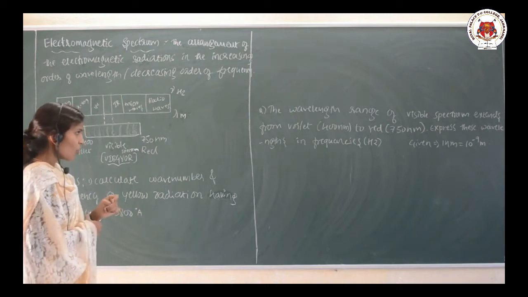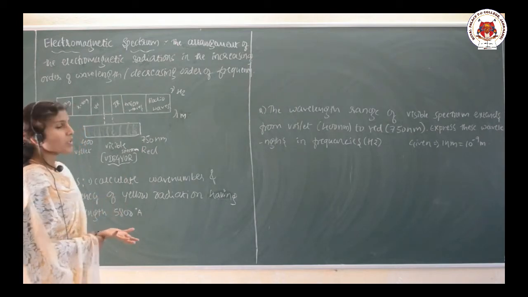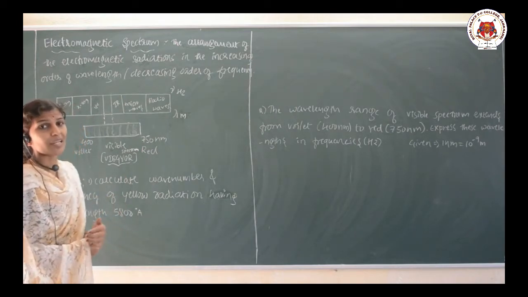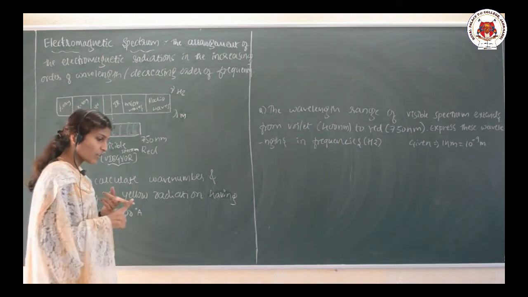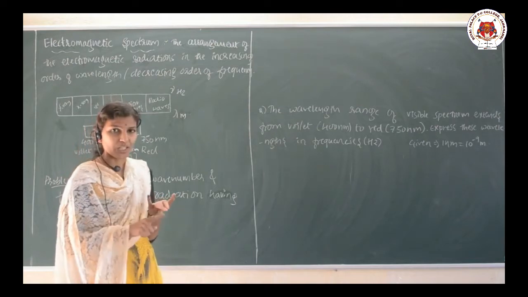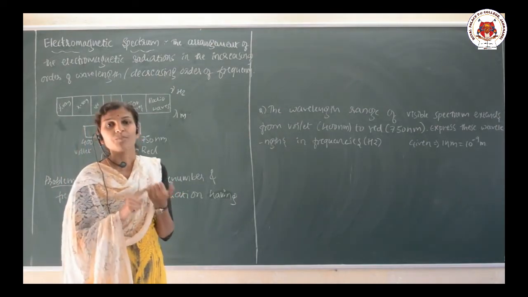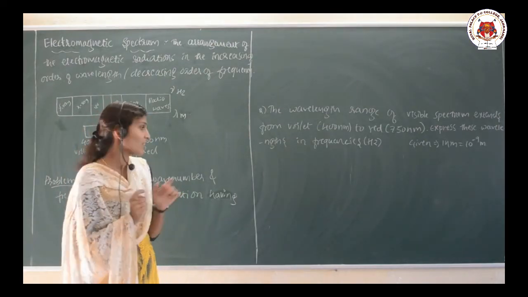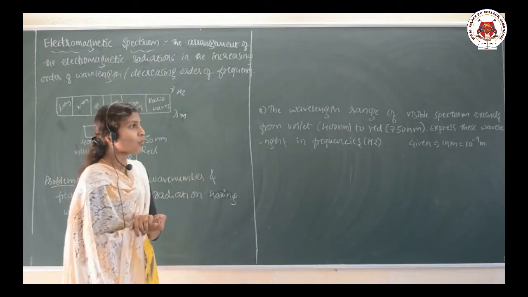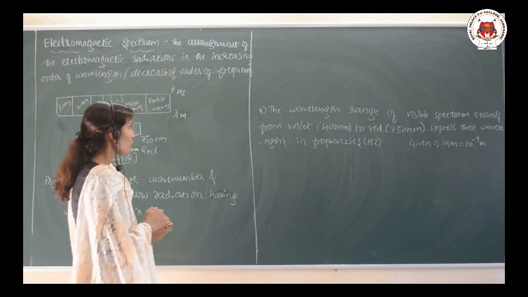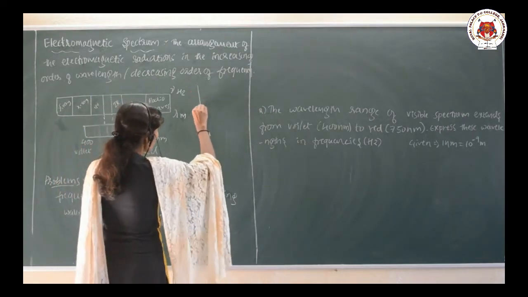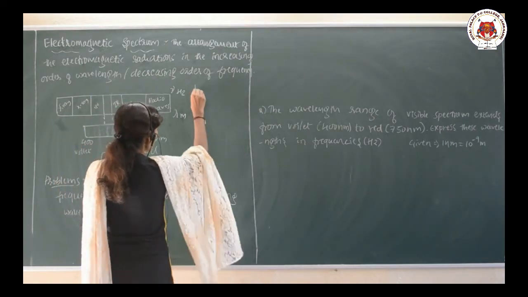Already we studied the characteristics of the electromagnetic radiation or wave. There we studied wavelength, wave number, frequency, velocity and amplitude. And here I want to tell you the numericals which are based on those formulae. So, first of all, just a quick review of those formulae because we are going to use them here.